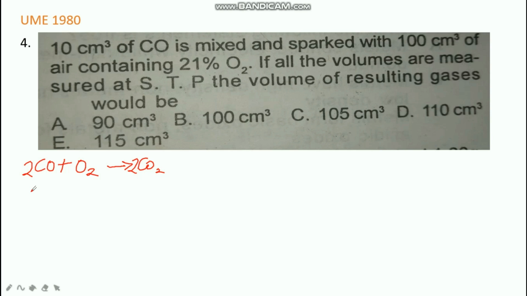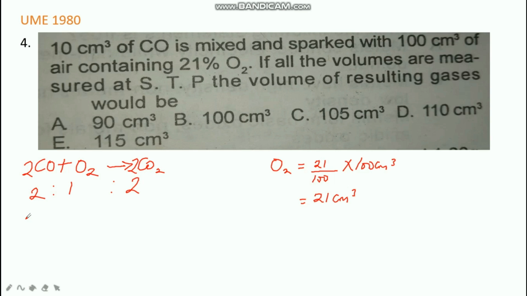Based on Gay-Lussac's law of combining volumes, we've got 2:1:2, and 100 cubic centimeter of air contains 21% of oxygen. So for us to get the volume of oxygen, it's going to be 21% of 100 cubic centimeter, which is going to be 21 cubic centimeter.